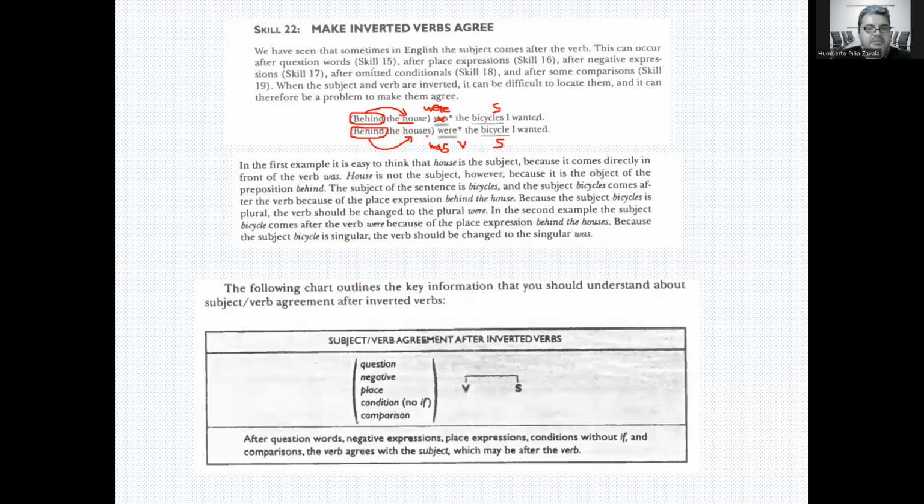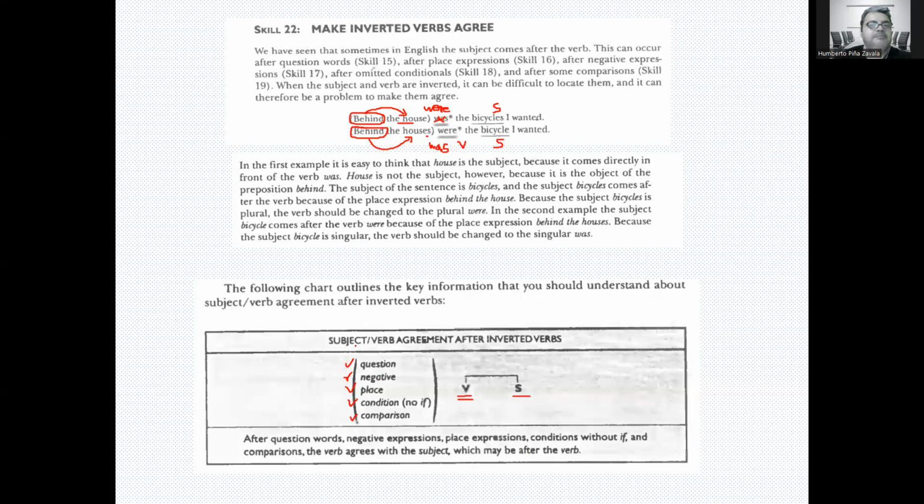Okay. So here we have a chart outlining the key information to understand about subject verb agreement after inverted verbs. We have all these situations in which the subject and the verb are going to be inverted: after question words, with negative expressions, with place expressions, when we omit the conditional if, and when we make comparisons. So we have to find the subject and notice that the verb agrees with the subject, which may be after the verb.